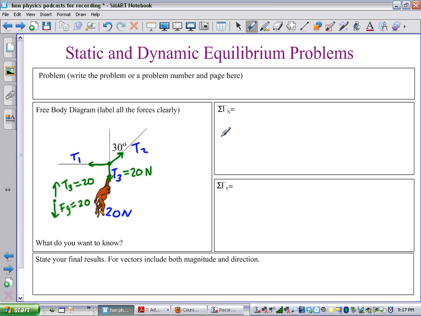So to solve this problem, let's set up our summation equations based on the first condition for equilibrium. The sum of the forces in the x direction will equal mass times acceleration in the x direction. Sum of the forces in the y direction will equal mass times acceleration in the y direction. So let's go back to our diagram for a moment.